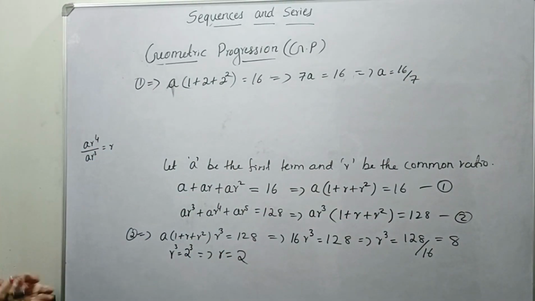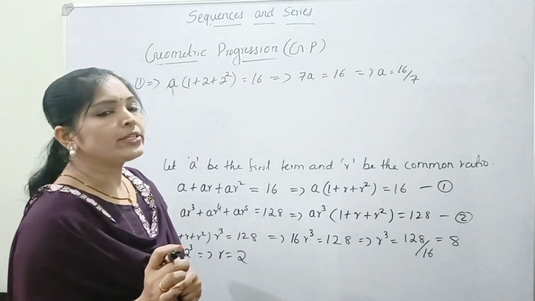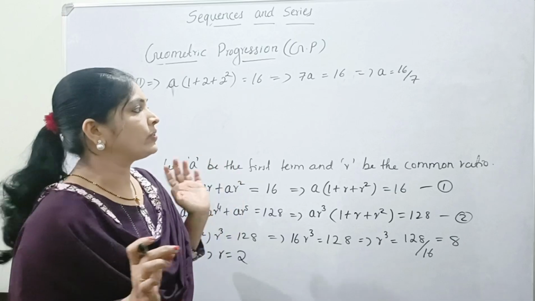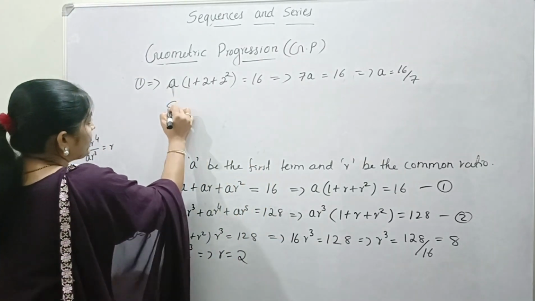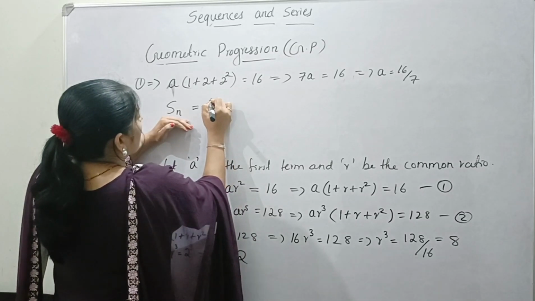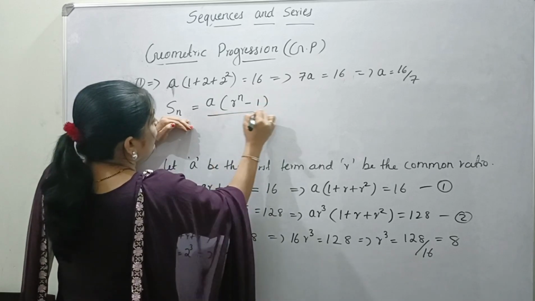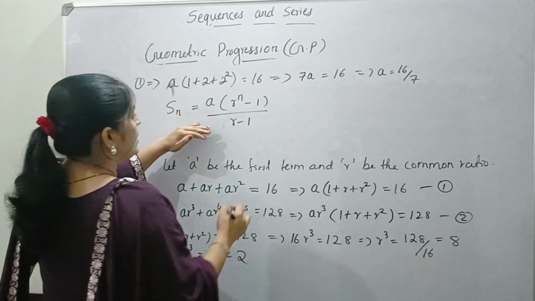Okay. Now we have got the first term also. Next, our question is to find the sum to n terms of the GP. So what is the formula? Sn is equal to a into r raised to n minus 1 divided by r minus 1.